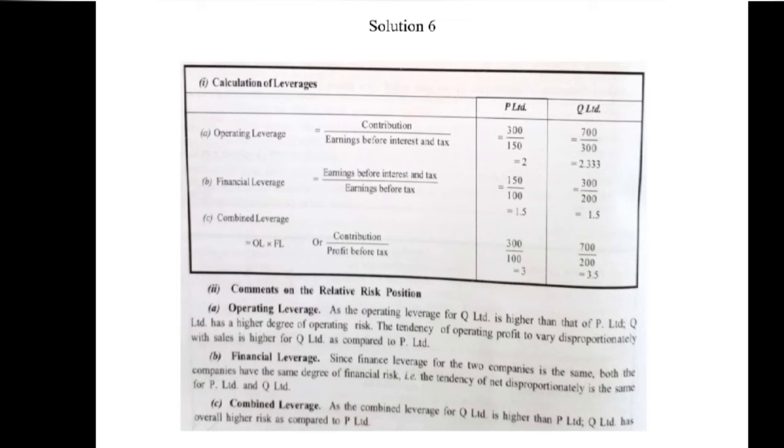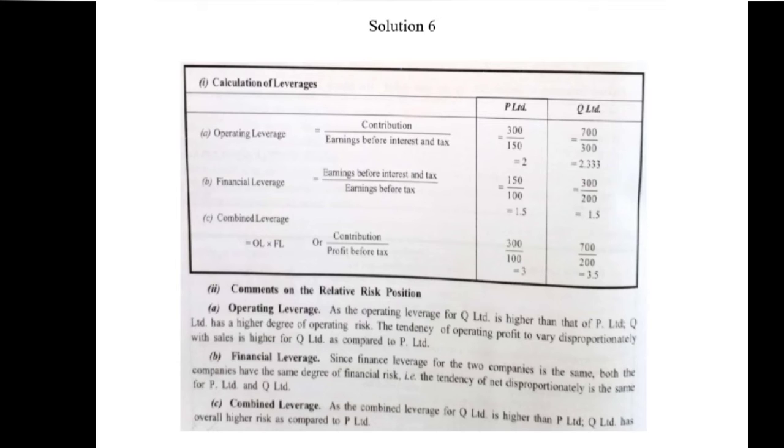Second, we calculate the financial leverage. Again the formula for calculating financial leverage is earnings before interest and tax divided by earnings before tax. Again these figures are readily given in the example. For P Limited the earnings before interest and tax is 150 and earnings before tax is 100. So 150 divided by 100 is 1.5. For Q Limited the earnings before interest and tax is 300 and earnings before tax is 200. So for Q Limited also the financial leverage is 1.5.